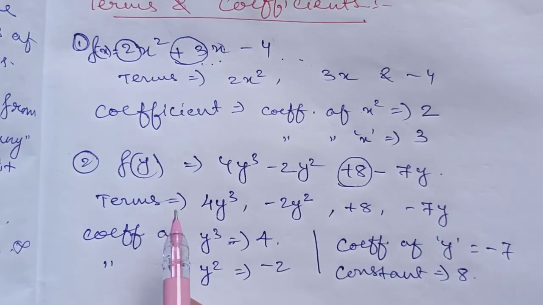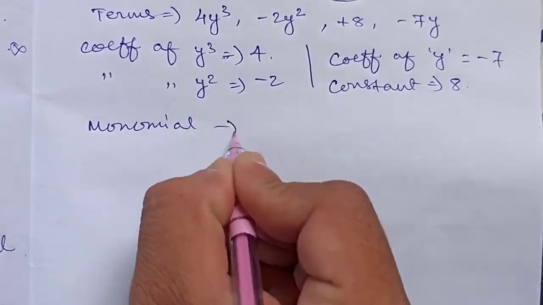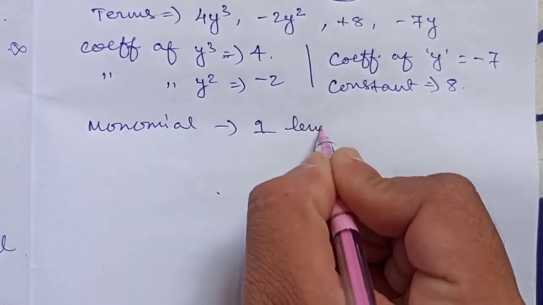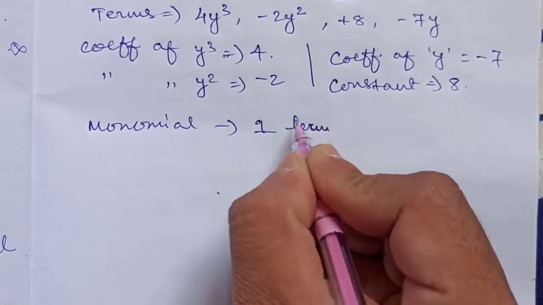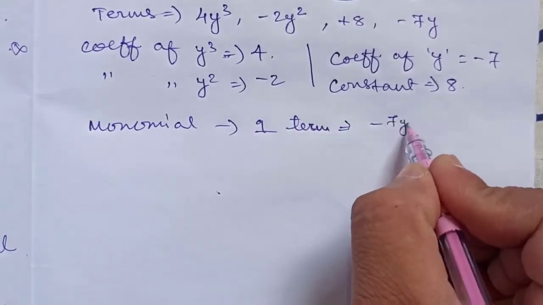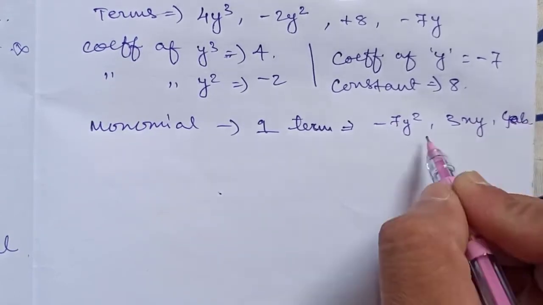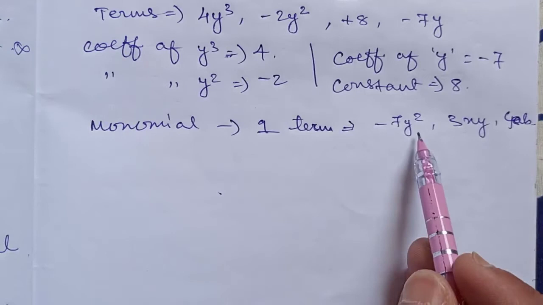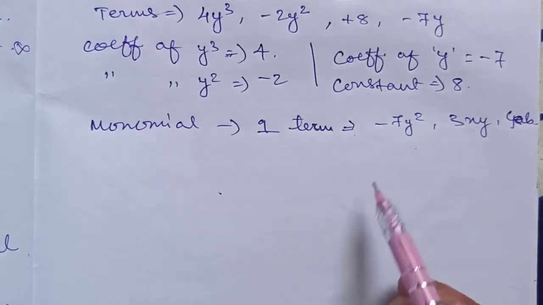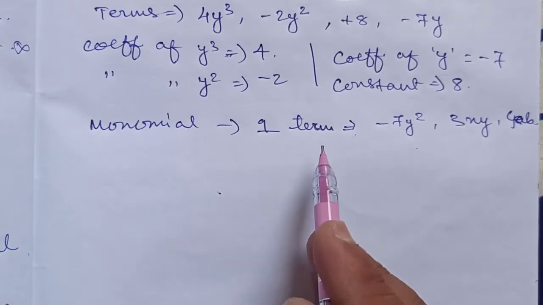You have studied in your previous class monomial, binomial and trinomial. Okay, what is monomial? Monomial means it contains only one term. Examples: minus 7y square, 3xy, 4ab. So these are monomials. They have only one term without any other part. So monomial means an expression containing a single term.